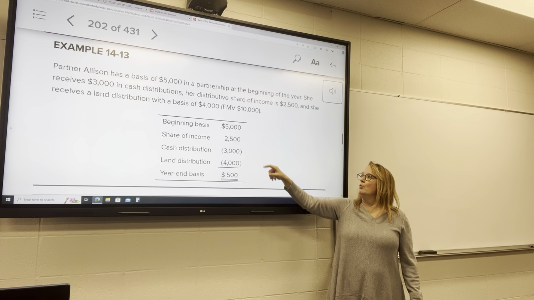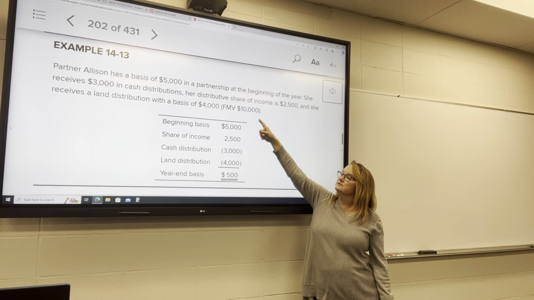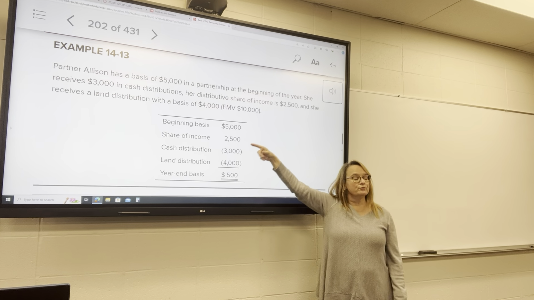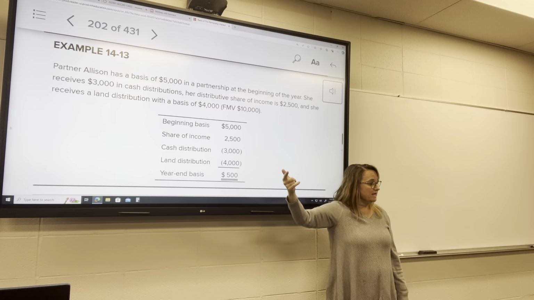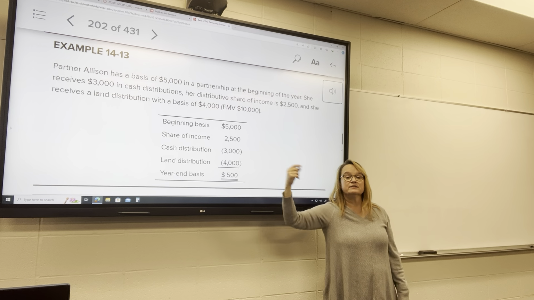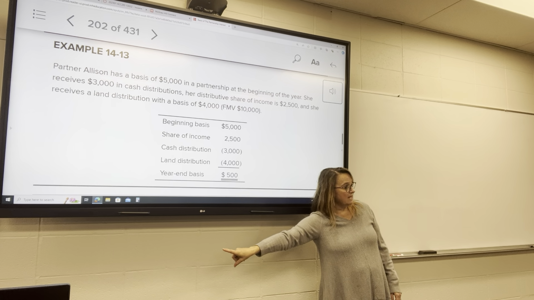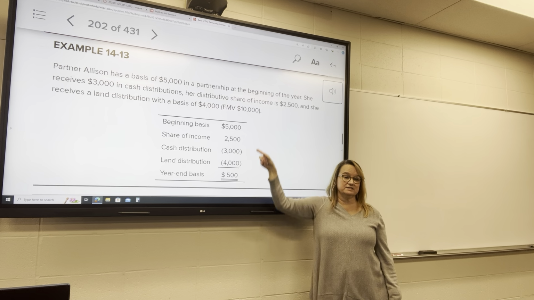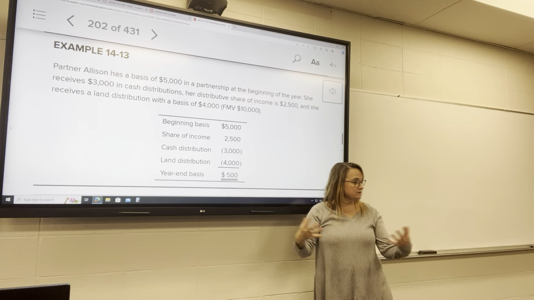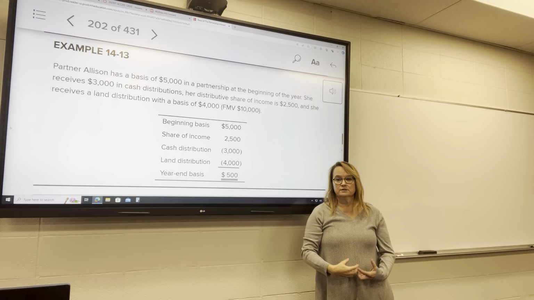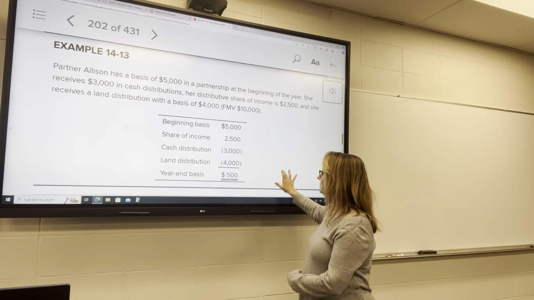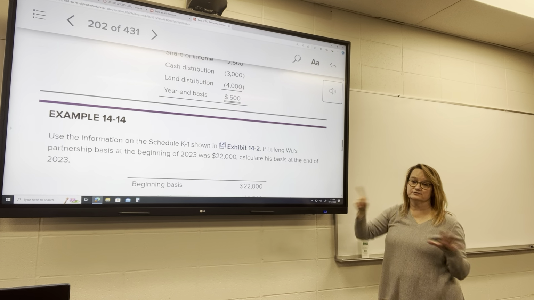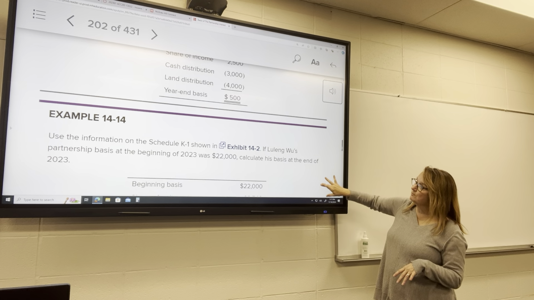Well, it's worth $10,000, so why isn't that distribution $10,000? Well, the reason is that the transaction hasn't completed yet. If she then turns around and sells that land, now she's going to have a gain of $6,000, but she hasn't sold it, it's still hers, okay? So she still owns it at that point. So the 4,000 basis just transfers, okay? From one to the next.